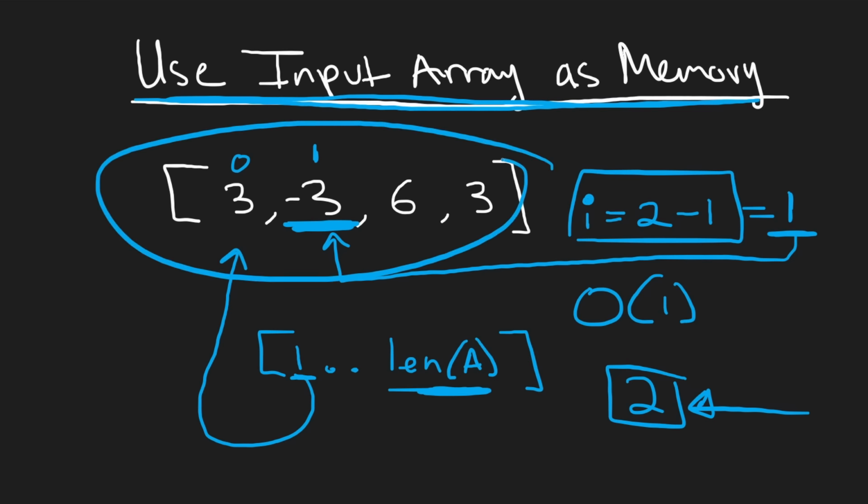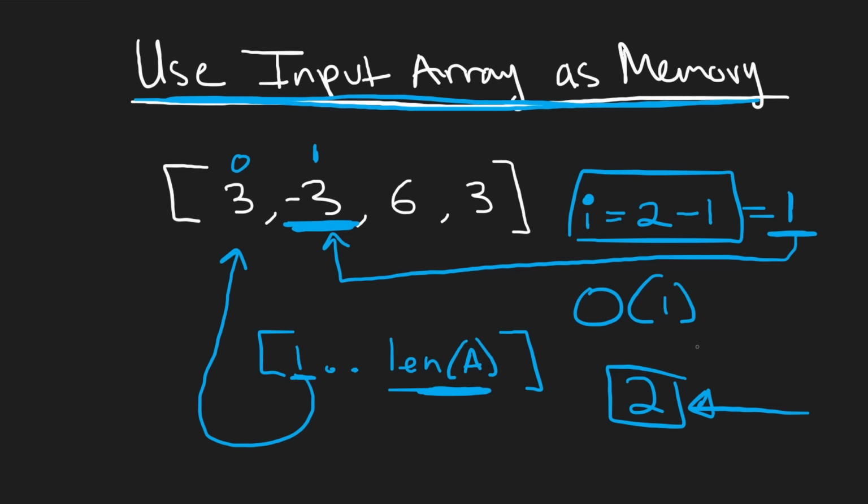We don't know where it exists, but we know that 2 does exist. We can figure that out in constant time, right? So we're going to use negatives to determine that. Just one problem. It turns out that this input array that we're given can have negative values by default. So how am I going to handle that?